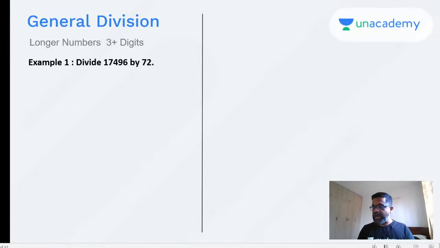Okay, so let me start with this one problem, and then I'll do the animation. I'll do the writing later on, but let this animation play out here. The problem is I'm going to divide 17496 by 72. Now this is a division problem.